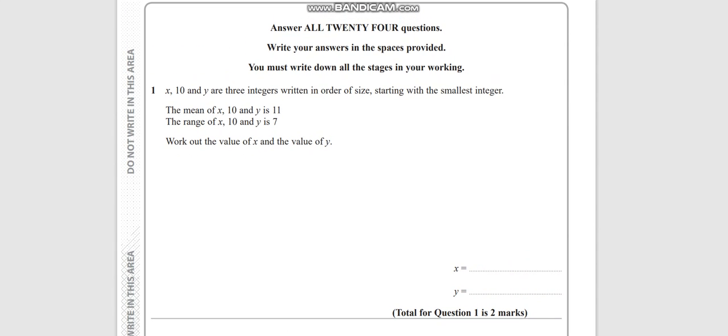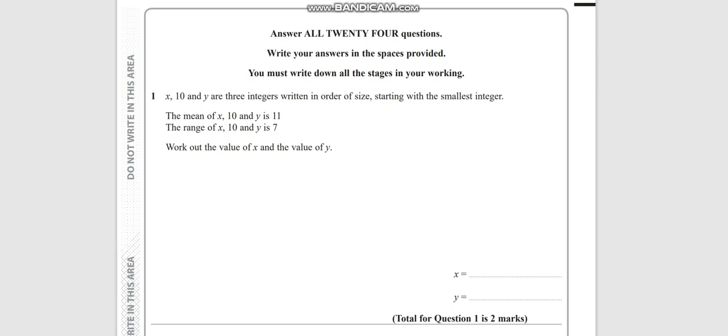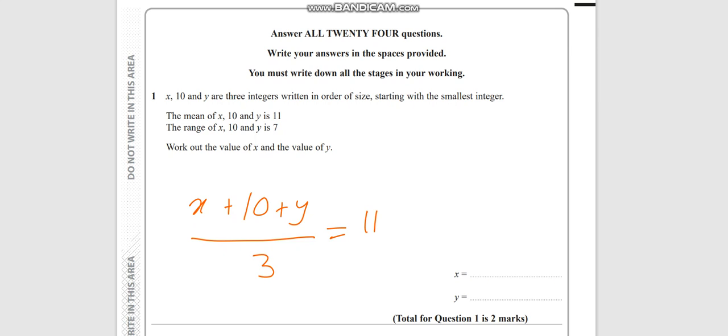So they say x, 10 and y are three integers written in order of size. So x is lowest and y is the greatest. And they say that the mean of x, 10, y is 11. So if I was to say that x, 10, y were added and then divided by 3, which would give us 11. If I remove the fraction from here, that will be x plus 10 plus y equal to 33.